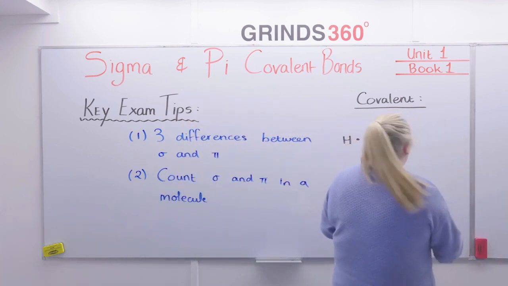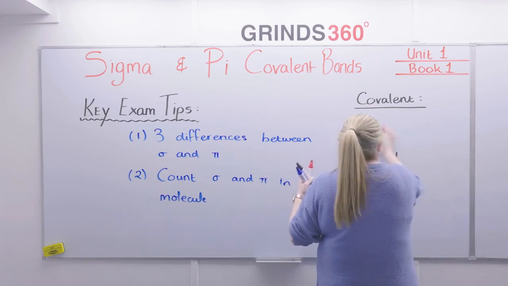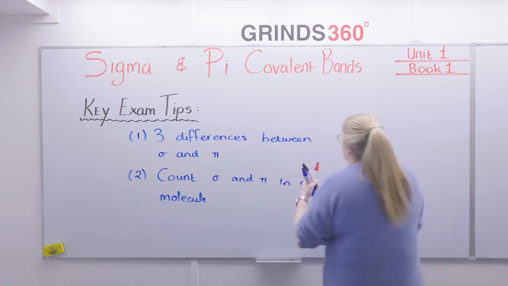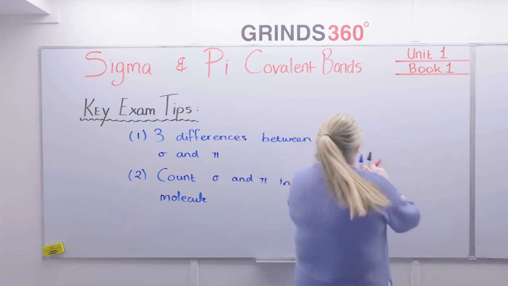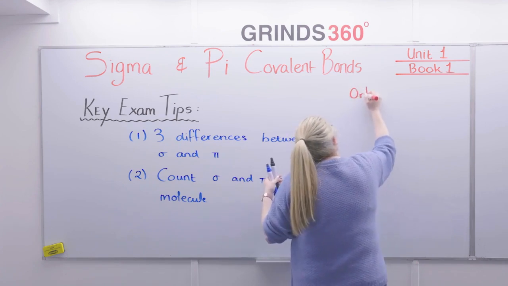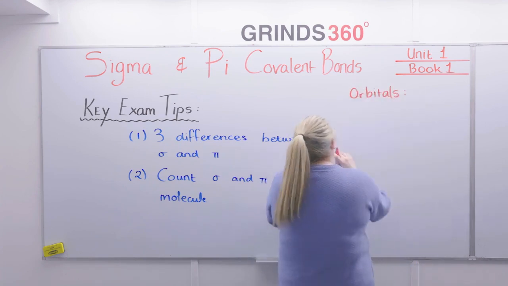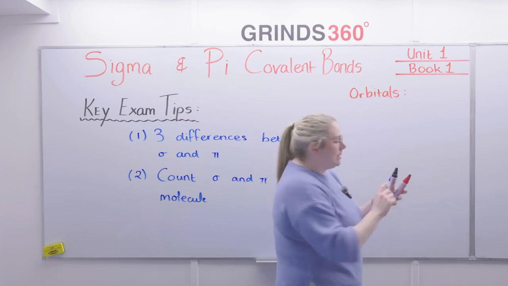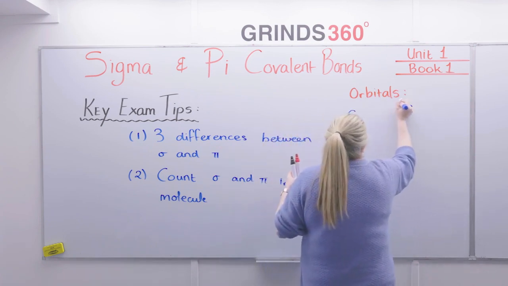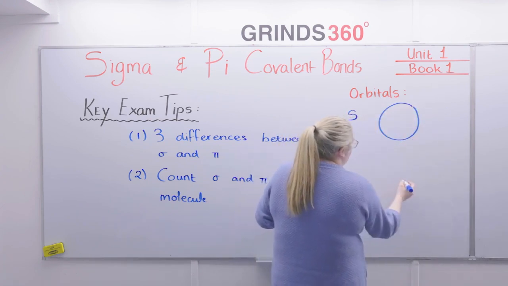There's 2 different ways that orbitals can overlap: sideways or head-on. But when we did atomic structure, you had to be able to draw s and p orbitals. S orbitals are spherical, so they look like a sphere, and p orbitals are dumbbell shaped.